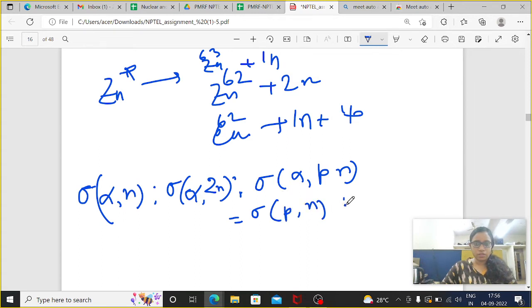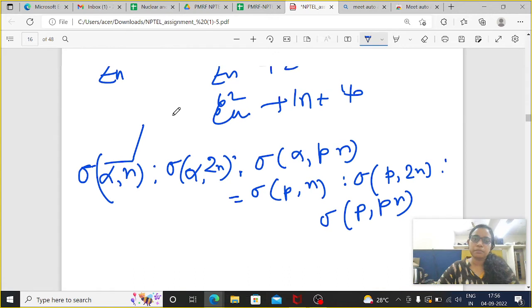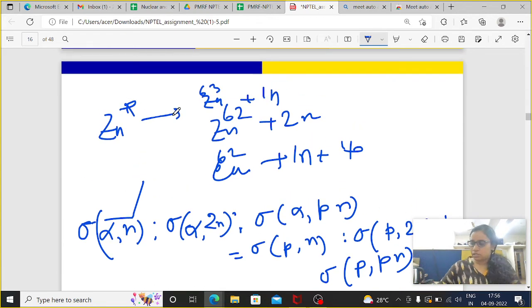Pn, sigma P to n, sigma P Pn. Okay, so what are these things? Alpha n means alpha will be the x1 and n will be the y1. N will be the y1 means this expression, this reaction. So this reaction corresponds to the cross section like sigma alpha n, and sigma alpha 2n means that this expression.